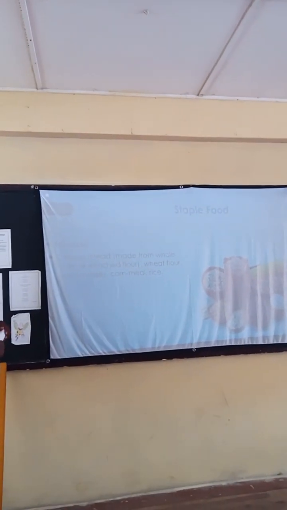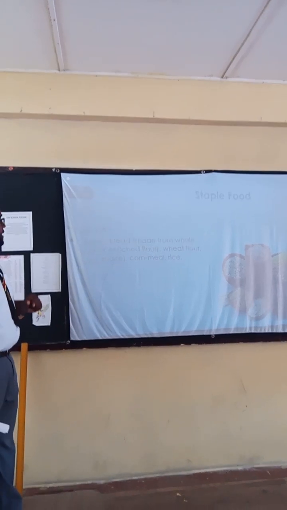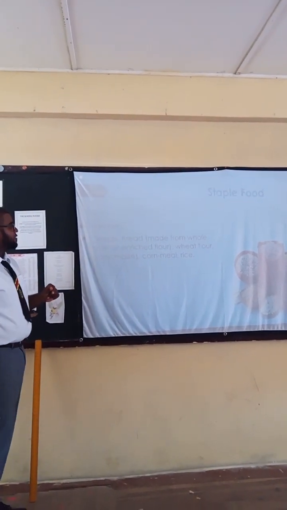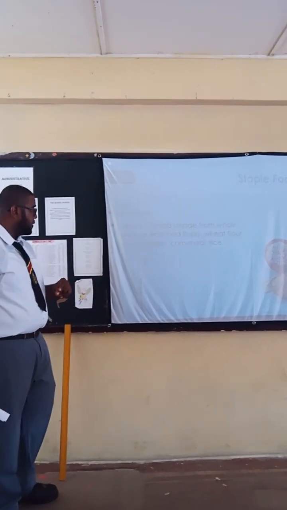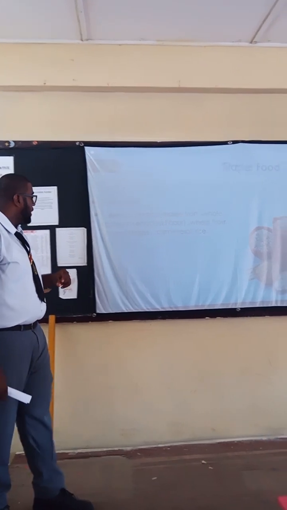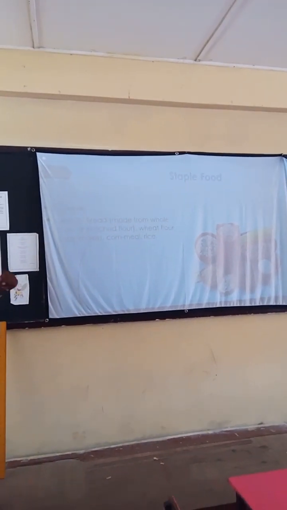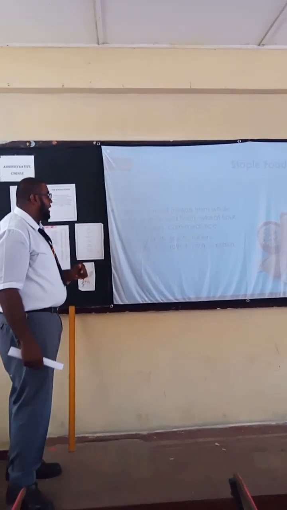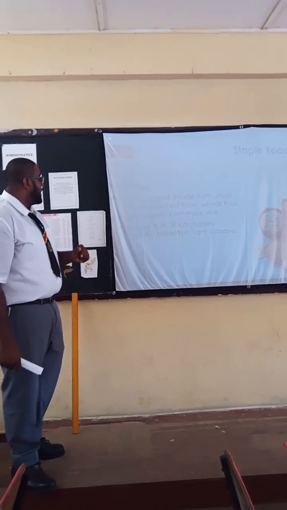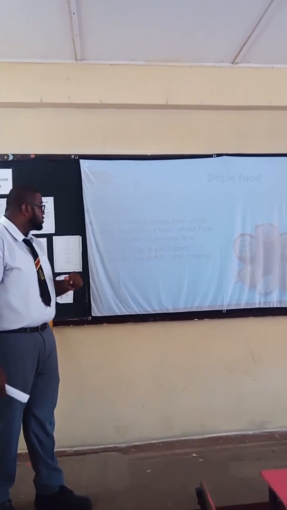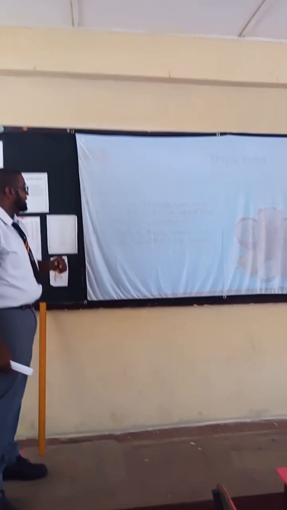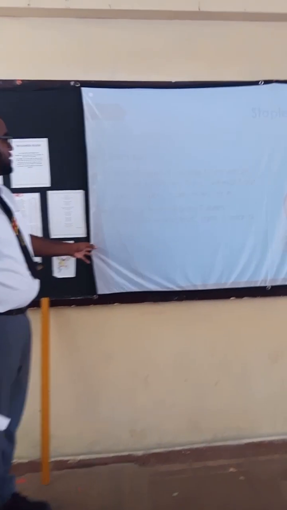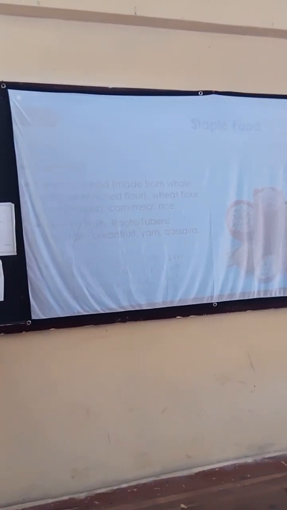Some examples we have are cereals, and we have bread, which we get made from whole grain or enriched flour, wheat flour, corn, which is also known as maize, cornmeal, and rice. Another example, we have starchy fruits, roots, and tubers, such as plantain. We have plantain, breadfruit, yam, cassava.